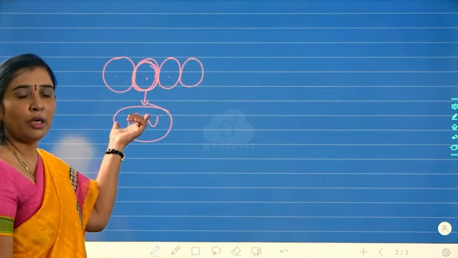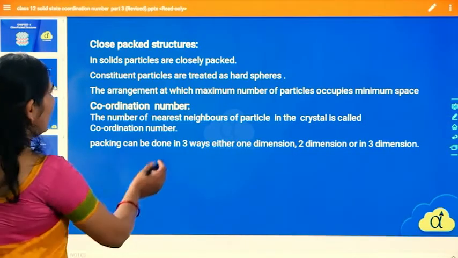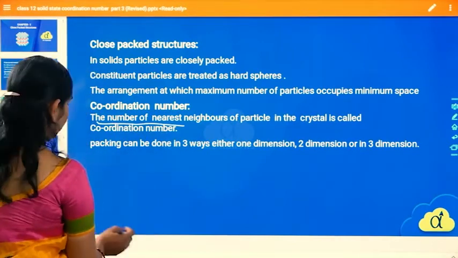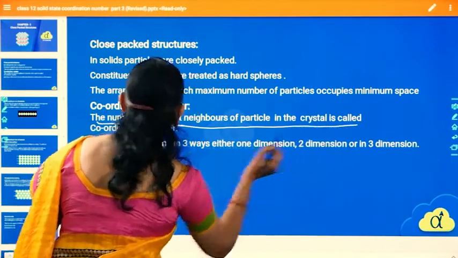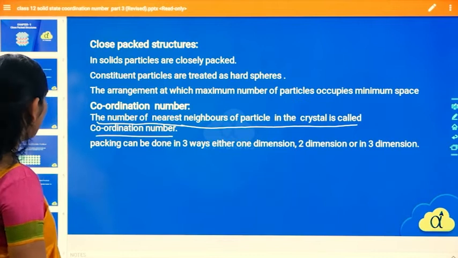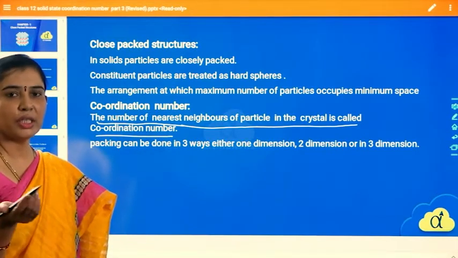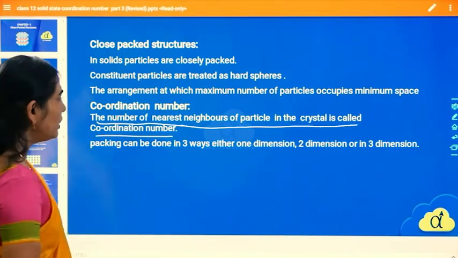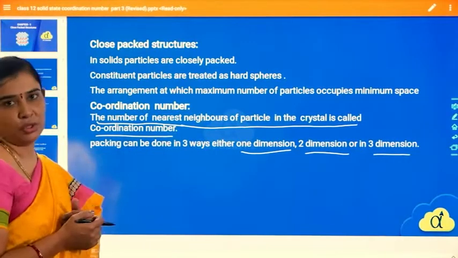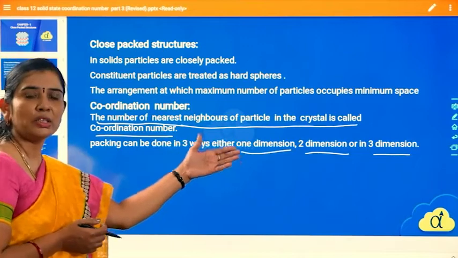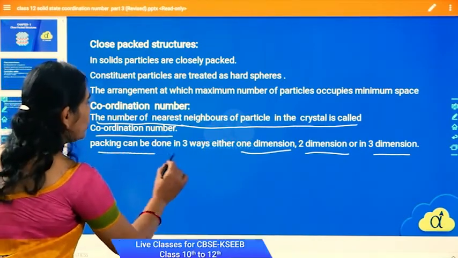Now I am taking you into the concept of coordination number. Let us have a discussion here. See, coordination number means the number of nearest neighbors. The number of nearest neighbors of a particle in the crystal is called the coordination number, as I told you, right? Now here you can arrange constituent particles along the x direction, y direction as well as along the z direction also. That means even in 1 dimension, 2 dimensions and then 3 dimensions we can arrange the constituent particles. Whether we arrange in only 1 direction, in 2 directions, or in 3 directions, we can have the arrangement in 3 ways.